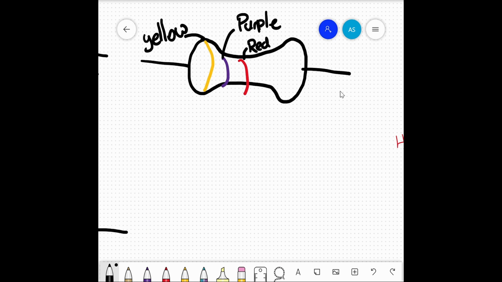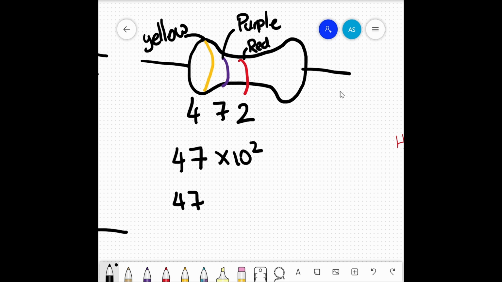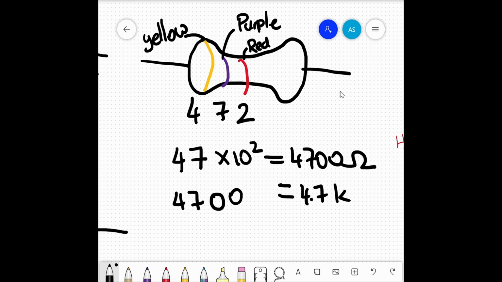Here's another one. Yellow, purple and red. Pause the video and give it a try. Alright, so the numbers here will represent 4, 7 and 2. This means that the first 2 digits would be 4 followed by 7 and then multiplied by 10 to the power of 2, or you can think of it as 47 followed by 2 zeros, which would be 4,700 ohms or 4.7 kilo ohms.